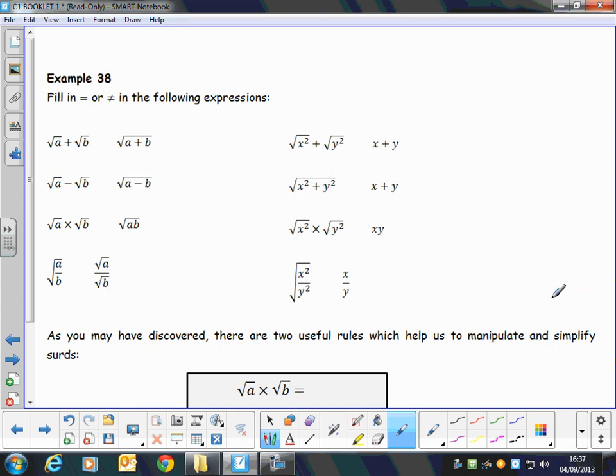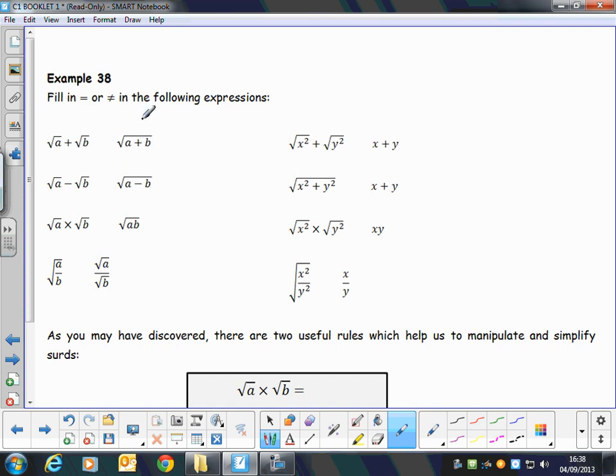C1 Algebra GCSE Review Example 38. In this example, we need to decide whether the following expressions are equal to each other. So if you look at the first one, we've got the square root of a plus the square root of b, and we need to determine whether this is equal to the square root of a plus b.